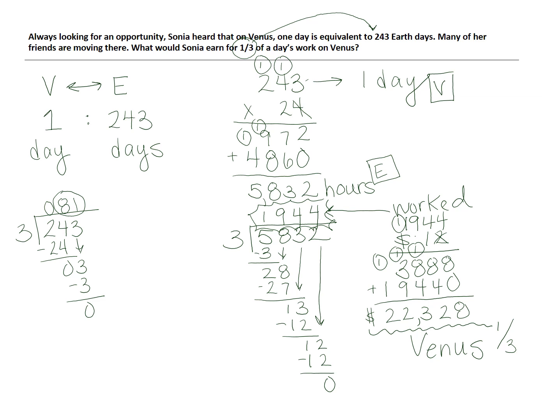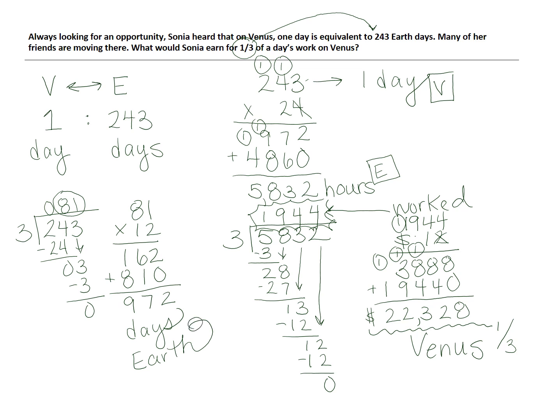And then we're going to do 81 times 12. 2, 16, 0, 1, 8, 2, 7, 9 days. Earth. Okay, and there you have it. Good job.